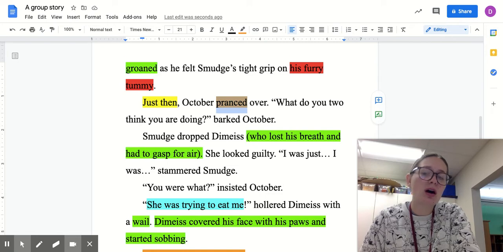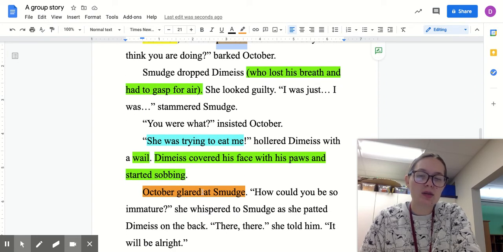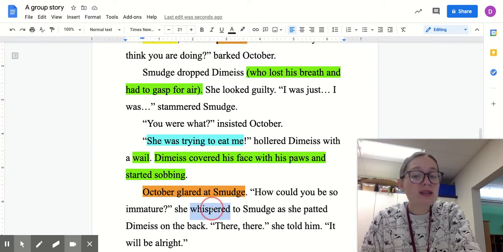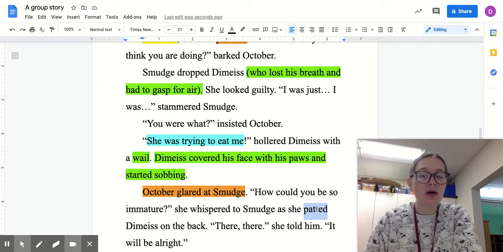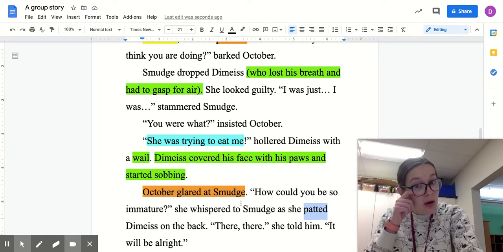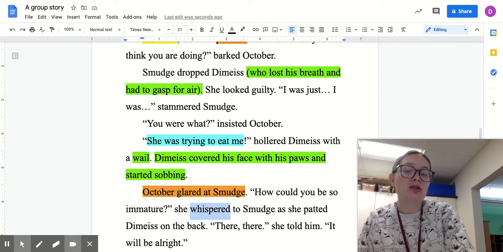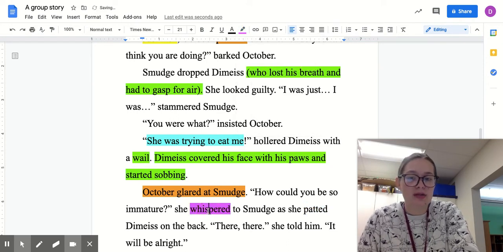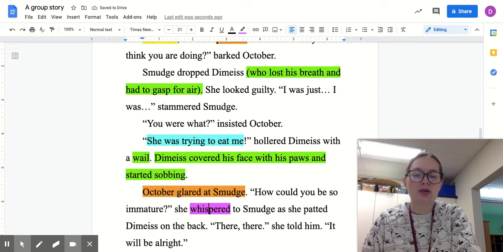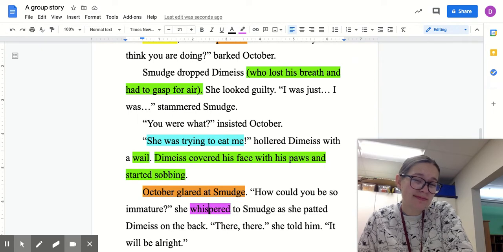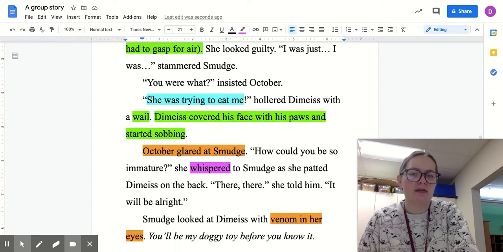"Dimus covered his face with his paws and started sobbing. October glared at Smudge. 'How could you be so immature?' she whispered to Smudge as she patted." Whispered is a verb. Patted is a verb, right? These are all things that October can actually do. She can actually whisper, or she can actually pat. And although I think these verbs are pretty good, I could consider changing them as well. So when I look at whispered, maybe I could say something else, a different way to describe how October's speaking. "How could you be so immature?" she mumbled to Smudge. Kind of like whispered. I'm going to leave it there for now and decide if I want to change it.